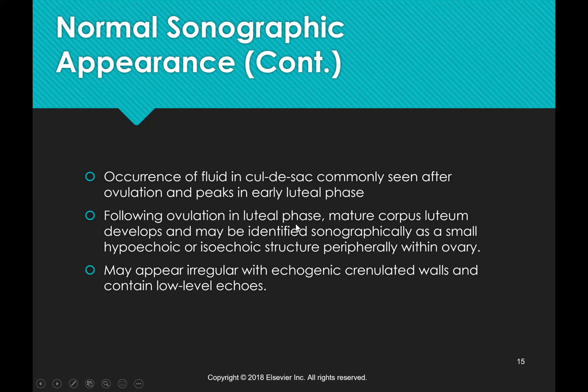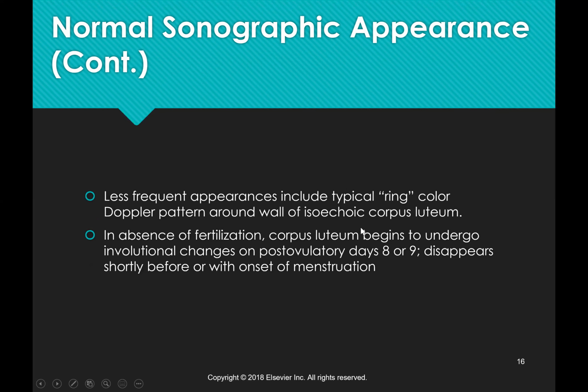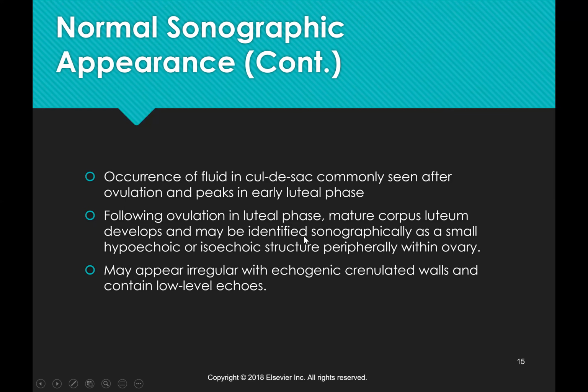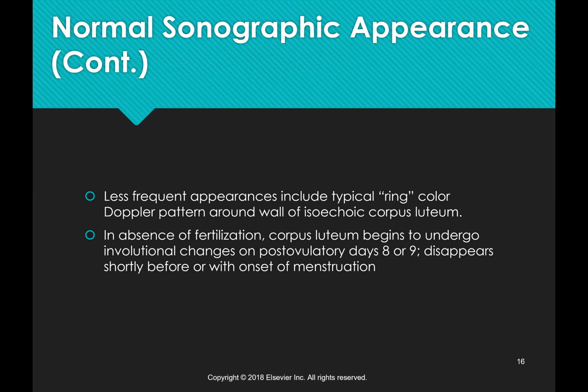So following ovulation in the luteal phase, the mature corpus luteum develops, and may be identified sonographically as a small hypoechoic or isoechoic structure. So it no longer appears cystic, it is more like a hypoechoic structure. Less frequently, sometimes you see the typical ring color, that ring of fire. So when you put Doppler on it, it's going to light up. But if fertilization does not occur, the corpus luteum begins to undergo changes and disappears right before menstruation.